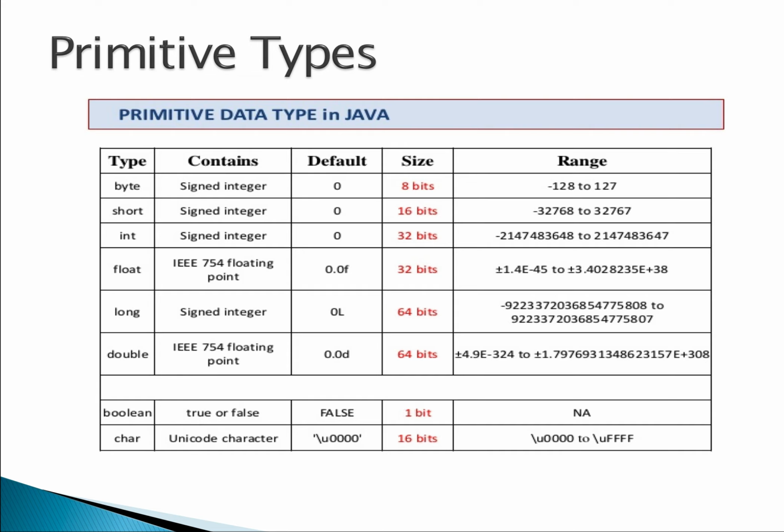So Java offers the following primitive data types. We have byte, short, int, long. These are integer representations. And if you want floating point numbers, we have float and double. We also have boolean to represent true or false value, and then we have character to represent characters.